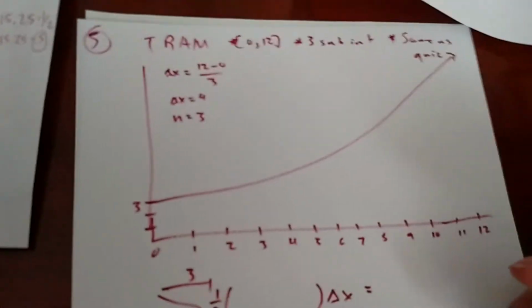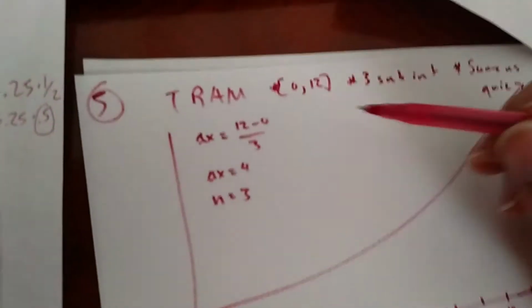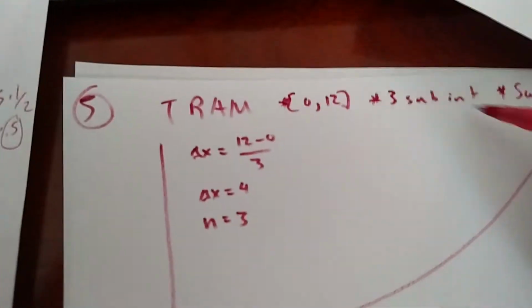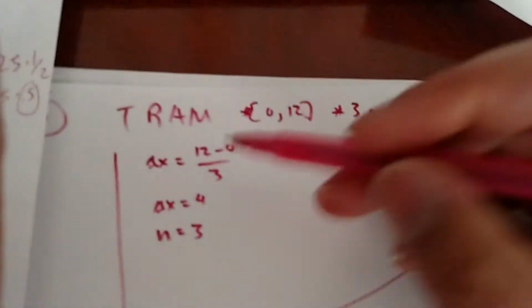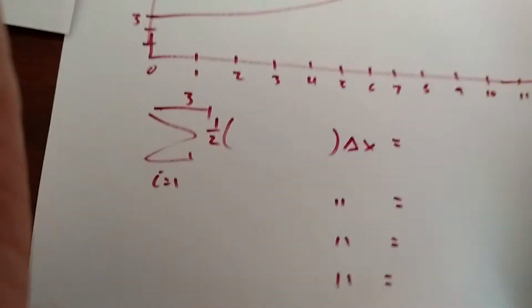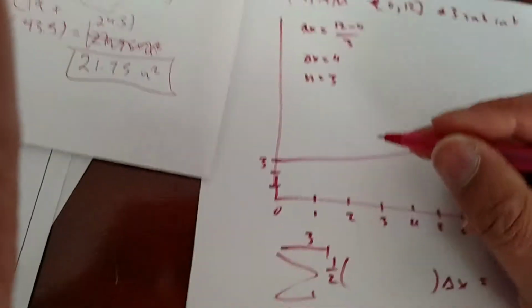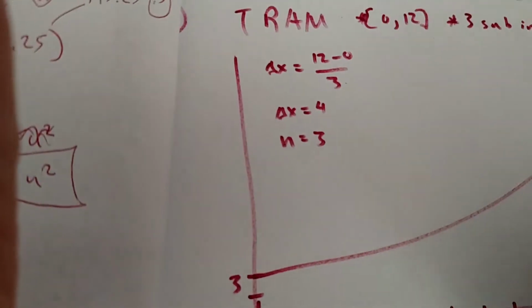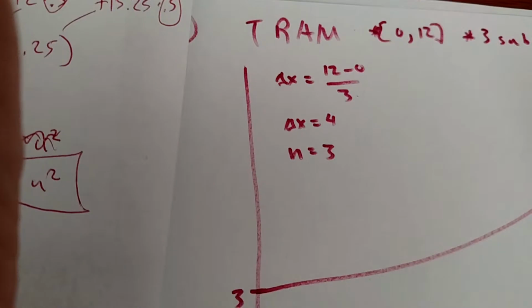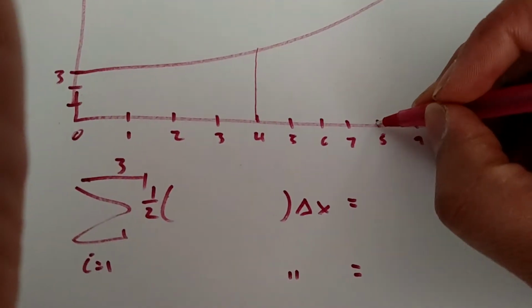Now we got the TRAM. All right, this is what gives people the most trouble, but that's okay. We can do it. All right, so we got TRAM trapezoids from 0 to 12, 3 subintervals, same as quiz. Delta X is 12 divided by 3 because we got it 12 long, 3 things, and N is 3. So first we're going to draw our trapezoid. So basically, delta X is 4. So basically, you're going to come up here.